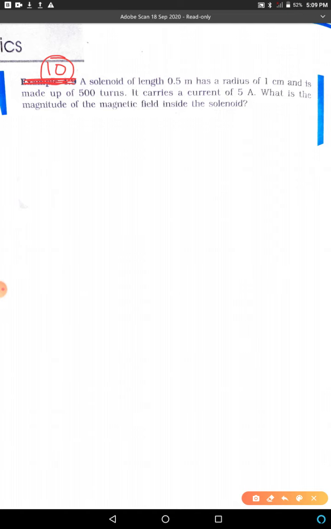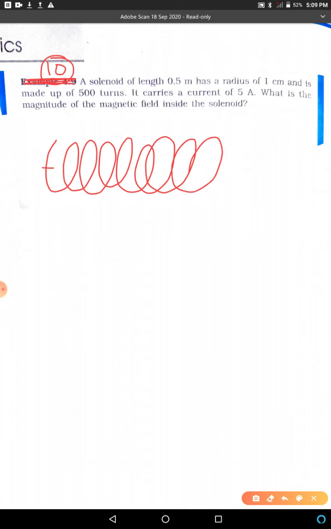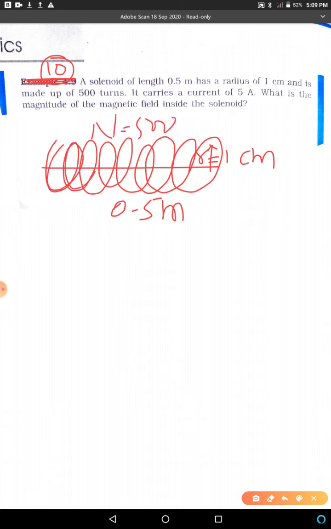Read the problem. A solenoid of length 0.5 meter. The length of the solenoid is 0.5 meter. You know this is the solenoid. The radius is 1 centimeter. It is made up of 500 turns. The number of turns is 500. It carries a current of 5 ampere.